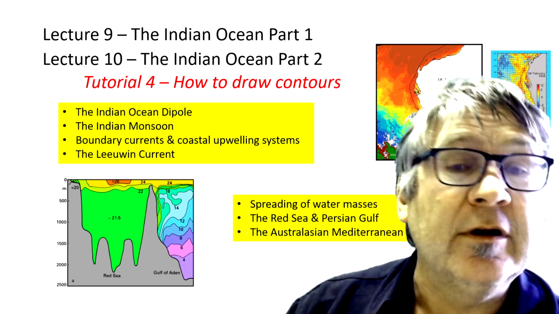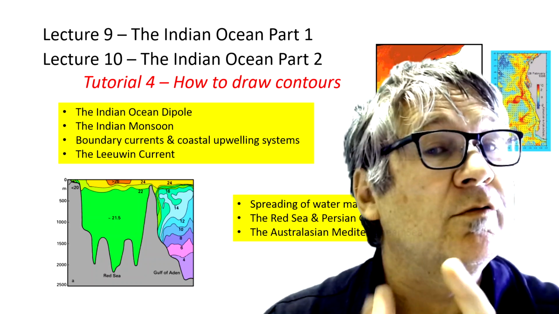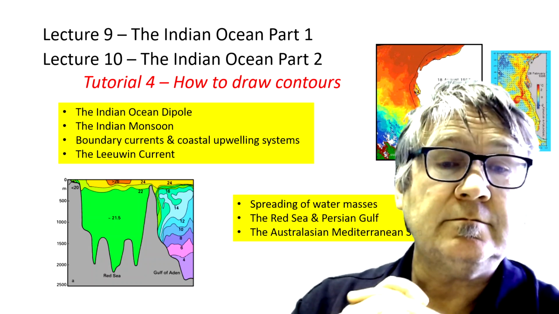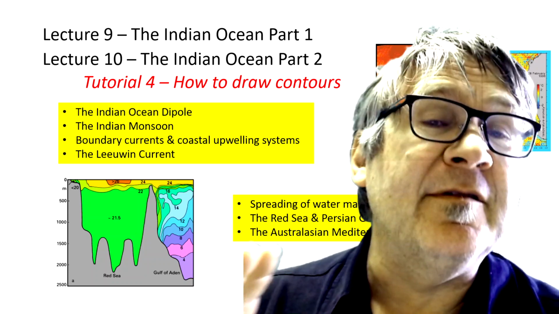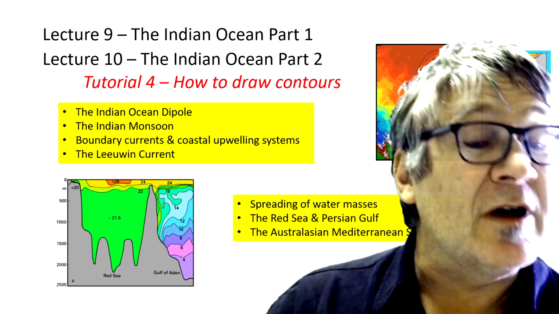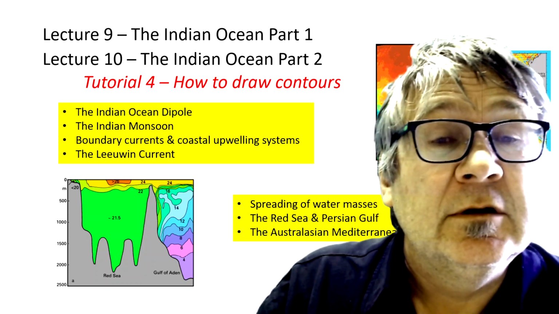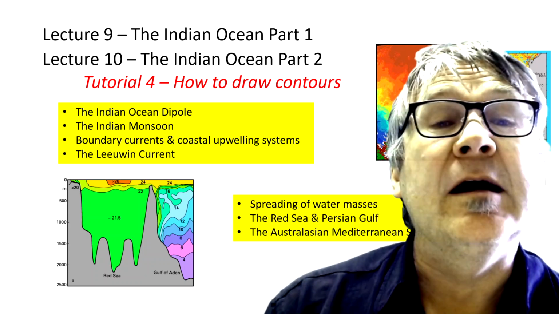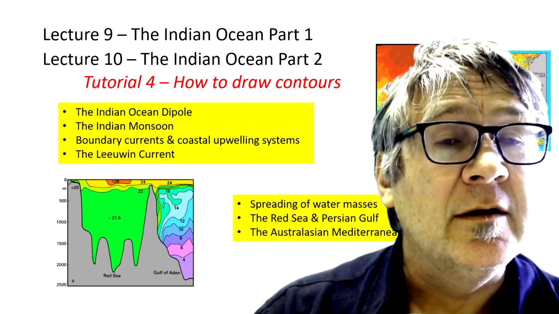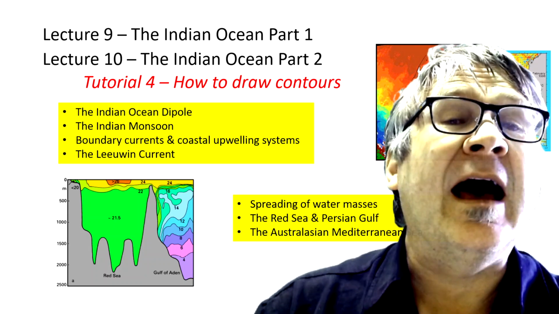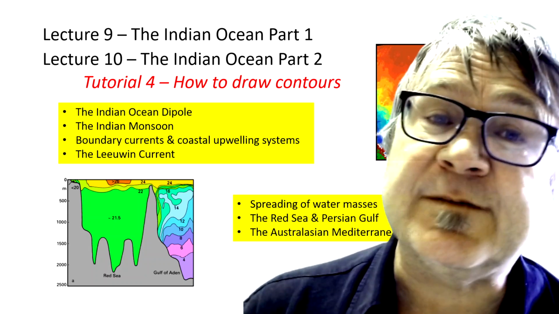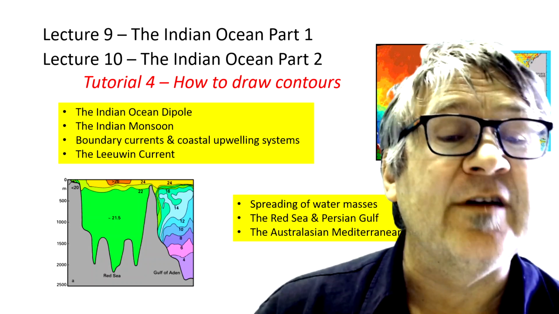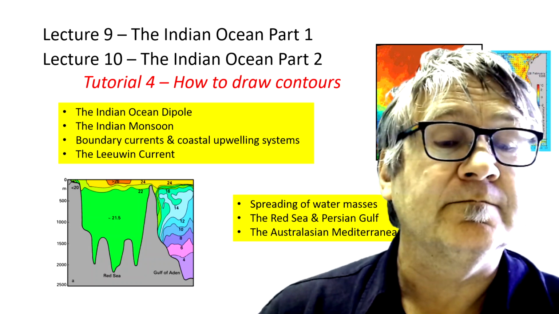I introduce you to the Leeuwin Current. We look at the spreading of deep water masses, and I discuss the Red Sea and Persian Gulf. Persian Gulf is the first example of an inverse estuary. Okay, you know, inverse estuaries are hypersaline estuaries, like Spencer Gulf. Spencer Gulf is an inverse estuary, and Persian Gulf as well.